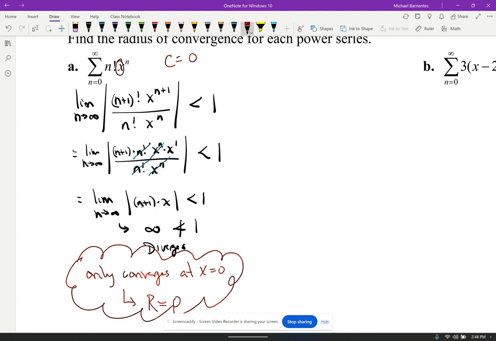I used the ratio test in order to check if this was convergent or not within a window. When we do the next video, we'll look at an example where there is an interval of values where the power series converges.